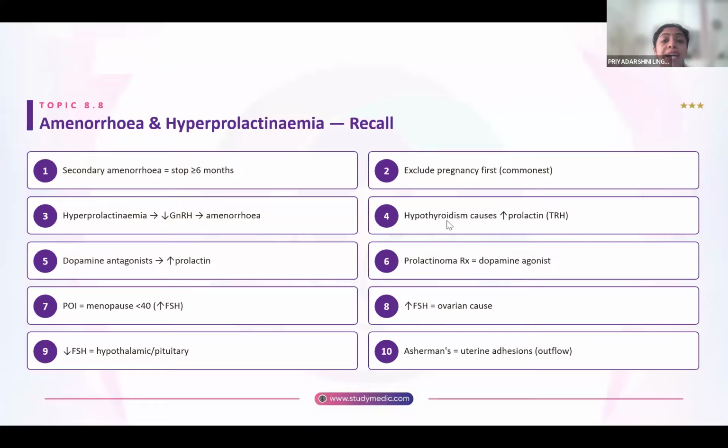And Asherman syndrome, again a named syndrome. Asherman's is nothing but intrauterine adhesions, most commonly seen post-curettage, post-DNC of uterus. This can be seen. And Mayer-Rokitansky syndrome is nothing but absent uterus.